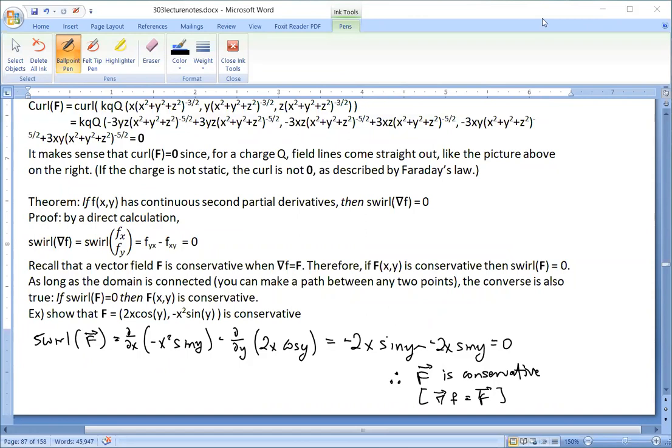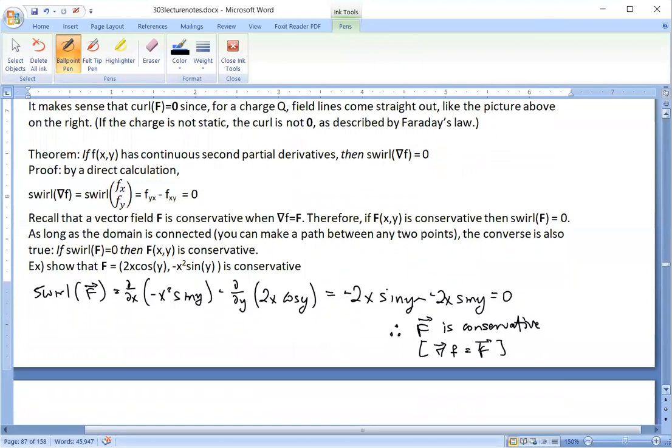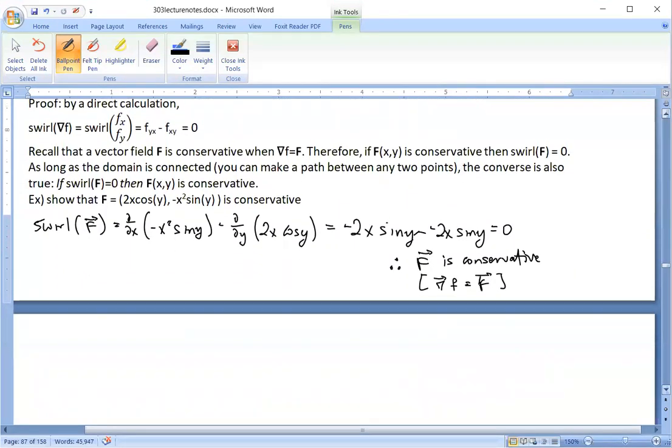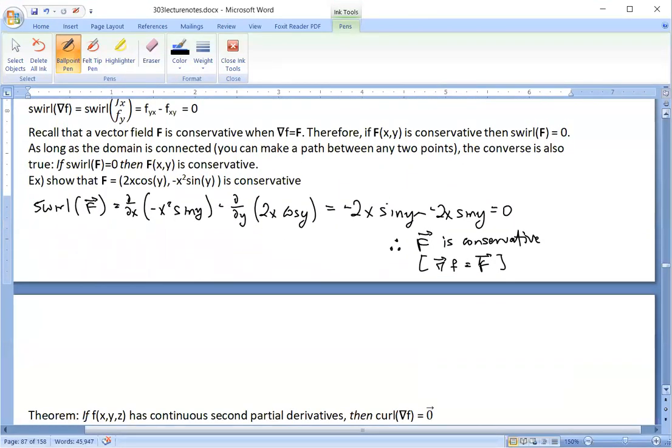Okay, so there's our first theorem. That's the first thing that we can check. Okay, so theorem number 2 about our vector field operators. If we have a function of 3 variables, and again, we need to assume that it's got continuous second partial derivatives, then the curl of the gradient of function f equals 0, the 0 vector.